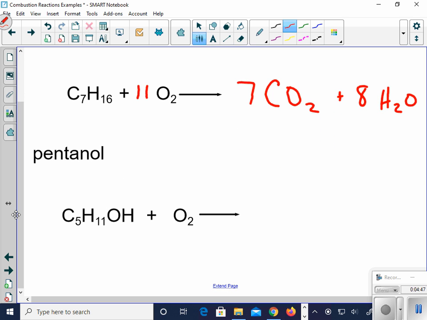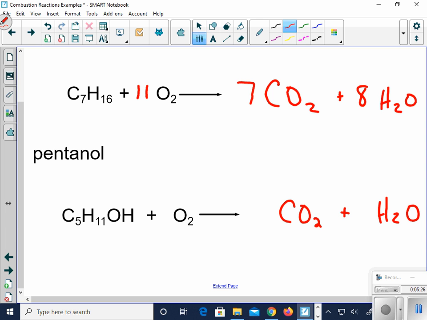Now, the last one we're going to work here today is a little bit different because it's not just carbon and hydrogen, okay? We've got this oxygen mixed in there. Pentanol, okay? Pentanol. So C5H11OH, it's an alcohol, plus oxygen. Once again, my products are going to be the same. Carbon dioxide and water. All I need to do is balance this.